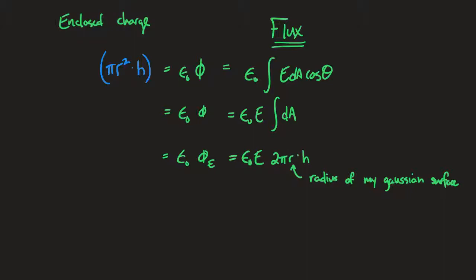and then I have rho, and that's it. This is the enclosed charge. The enclosed charge is usually pretty easy.